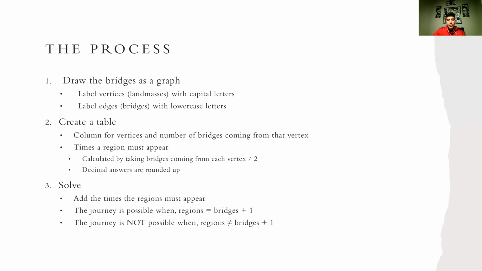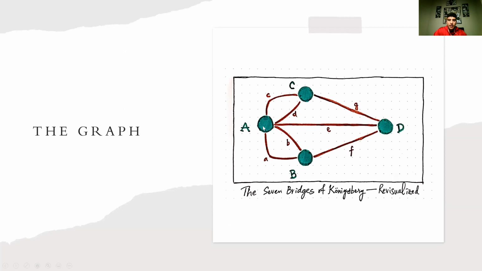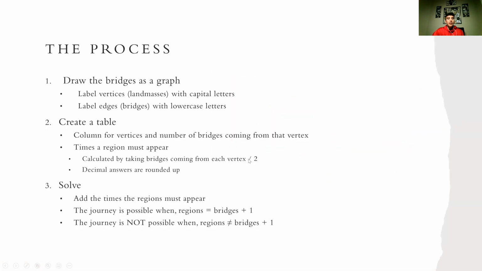Next you have to create a table, with a column for the vertices and a column for the number of bridges coming from that vertex. For example, in A you have 1, 2, 3, 4, 5 bridges coming out of vertex A. You should also have a column for the times a region must appear. You get that by taking the bridges coming from each vertex, which is what we just calculated, and dividing that by 2. All decimal answers are rounded up. So basically all odd numbers of bridges will round up by 1.